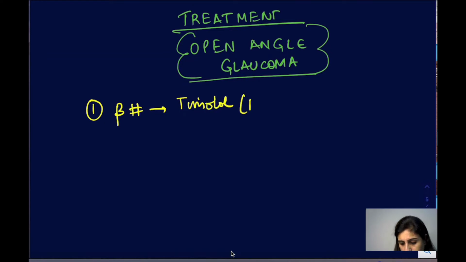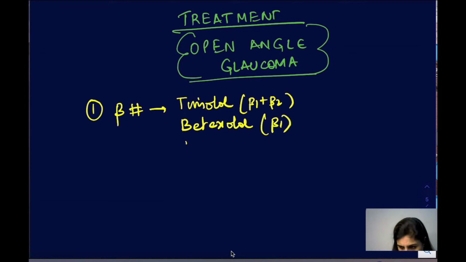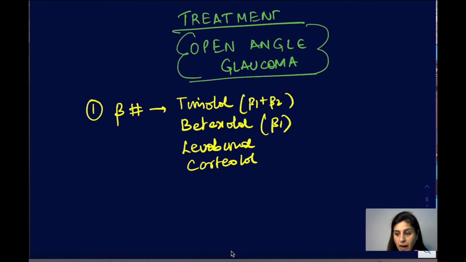Timolol blocks both beta 1 and beta 2. Okay. Then we have betaxolol, which blocks only beta 1. Okay. Then we have levobunolol. Okay. Carteolol. So all these are the beta blockers. Basically they decrease the production of aqueous humor through the beta 2 receptors. Beta 2 receptors increase the production, so if you block them in the ciliary body, they are going to decrease the production.